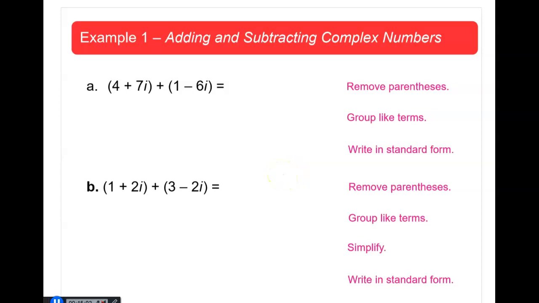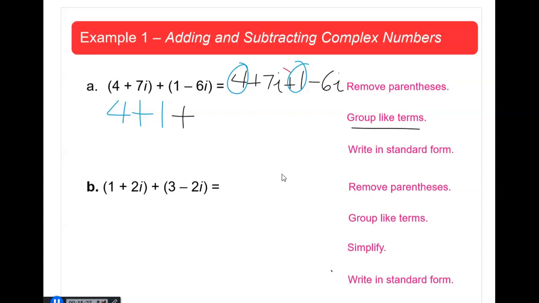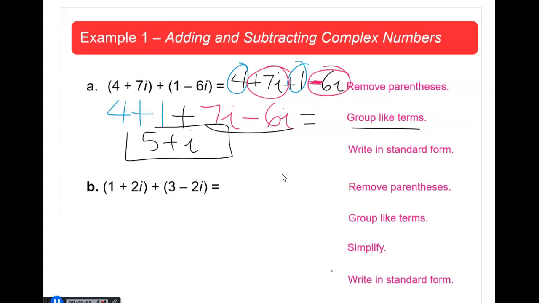So I'm going to first rewrite it without the parentheses. So it will just be 4 plus 7i and plus 1 minus 6i. Then I'm going to group the like terms. So we put the real parts together, 4 plus 1. And then we group the imaginary parts, 7i minus 6i. And we say minus because that's just the sign that it has in front of it. So to finish this, we will combine like terms. 4 plus 1 is 5. And then 7i minus 6i is positive 1i, so it could just be i, and that is in standard form. Real part first, imaginary part second.